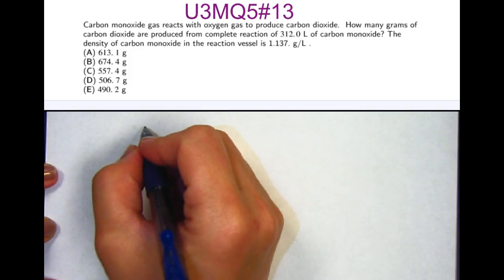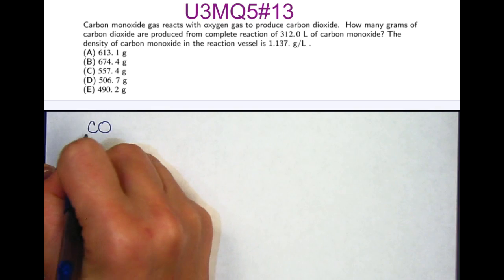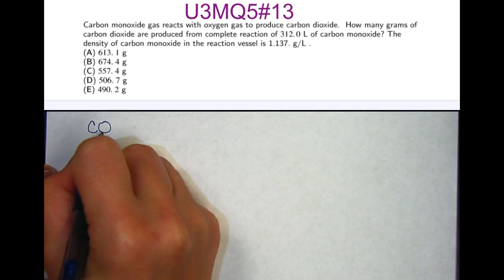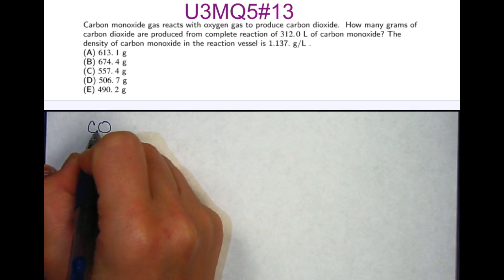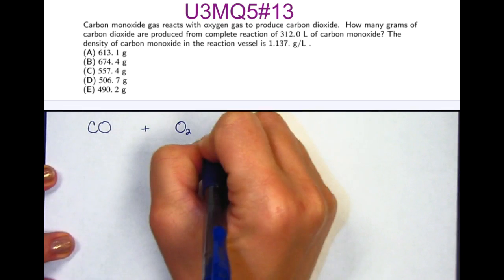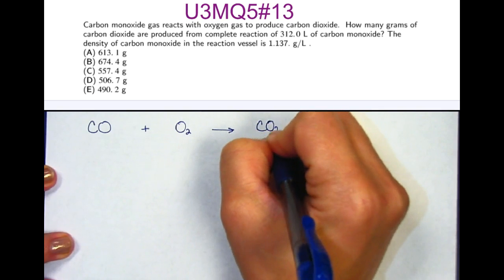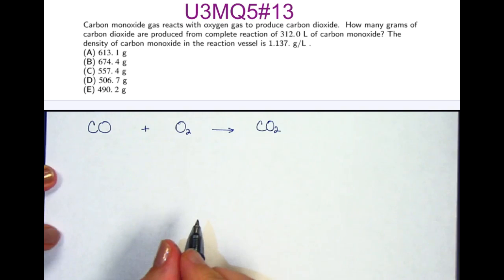We have to translate the equation. We are told that carbon monoxide, so carbon and oxide, that's one carbon, and mono means one oxide, reacts with, so plus, oxygen gas, which is a diatomic, so it gets a 2, and it's going to produce carbon dioxide, which is CO2. Now we need to balance the equation.